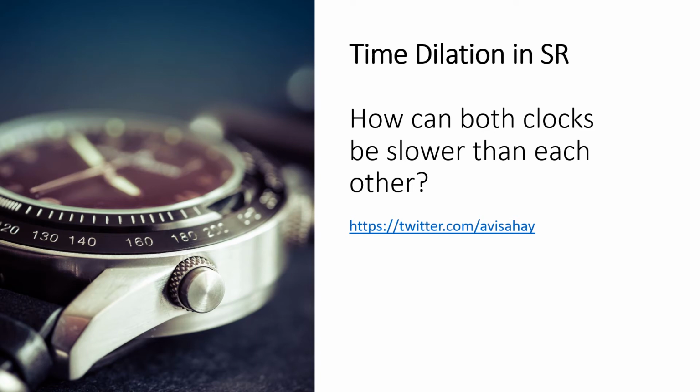The special theory of relativity says that moving clocks run slower. This is called time dilation. If two observers are moving relative to each other in inertial frames of reference, then each will call the other's clock slower. But how can both clocks be slower than each other?